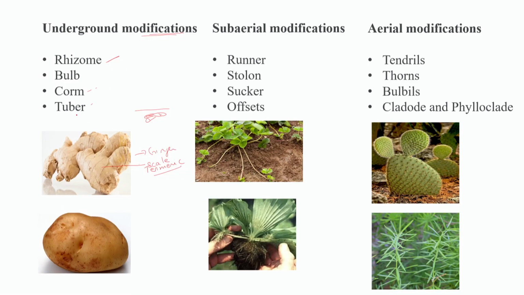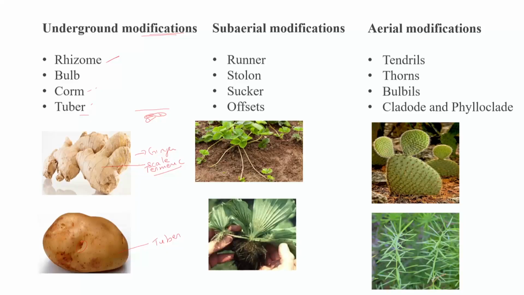Similarly, tuber is also an underground modification, like potato, okay, it's a tuber. So it is also a modification of stem, which is basically modified to store food. We all know that the potato contains a lot of starch, so they store starch. And in potato also you will find nodes and internodes, you will find some eye-like structures. Okay, this is basically a node. It contains a bud which can germinate and give rise to a plant.